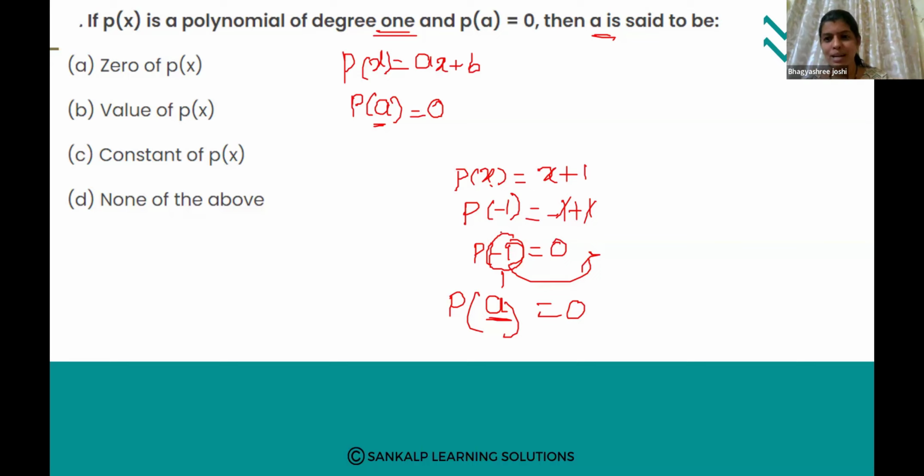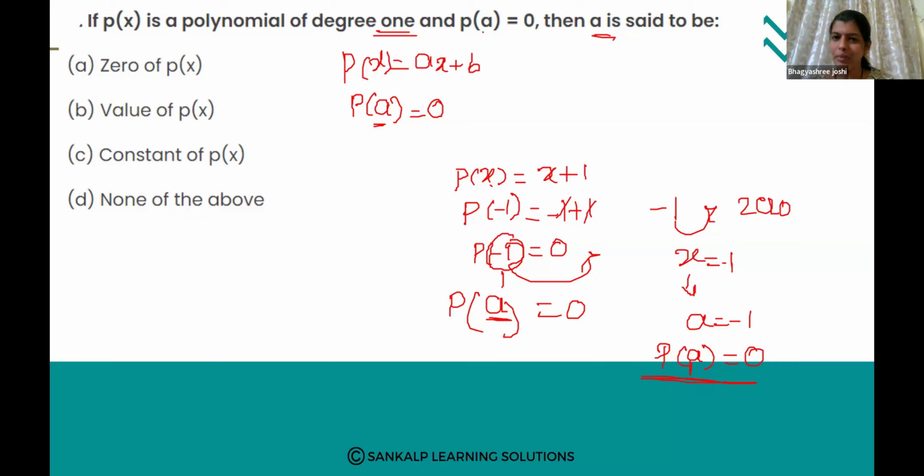When you substitute -1, you got the polynomial P of X value as 0. That means you can say that this -1 is the 0 of this polynomial. Yes or no? X equal to -1. Here we are calling X as A equal to -1. That means if P of A is equal to 0, so this A is 0 of the polynomial, not value of P of X, 0 of P of X. Remember, whenever you get equal to 0, then you can say that this is 0 of P of X. Remember. Okay.